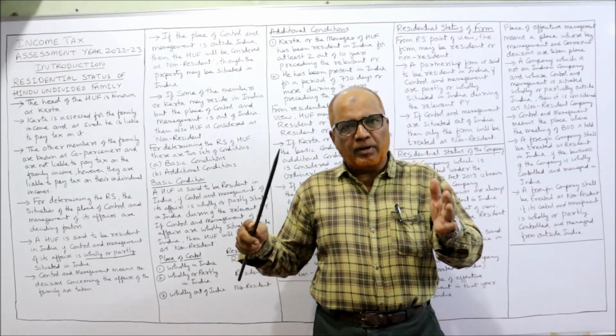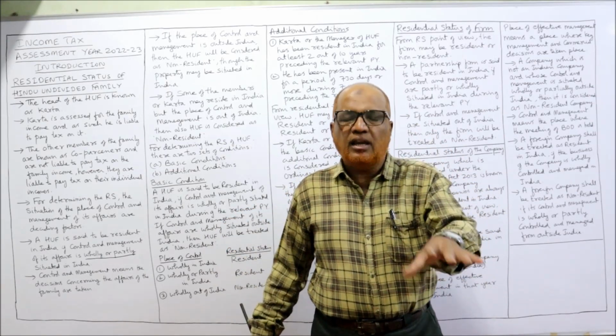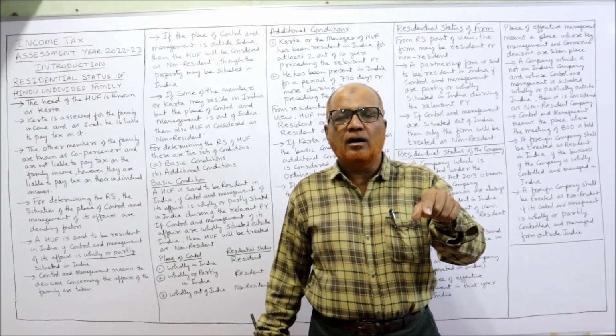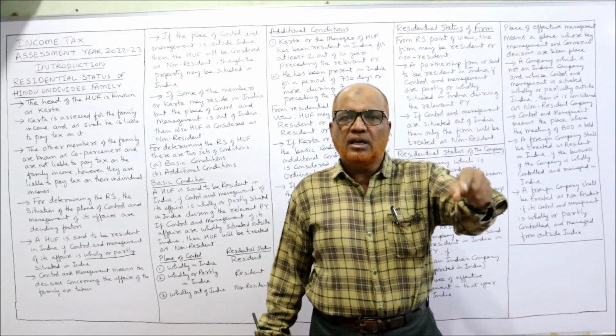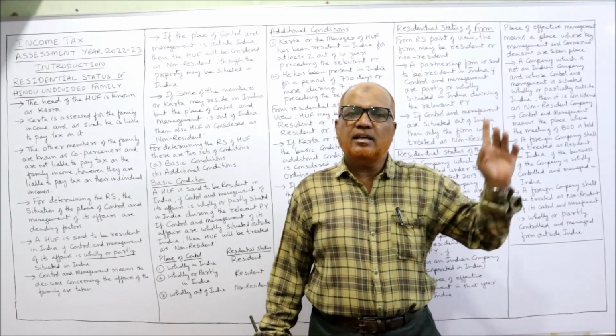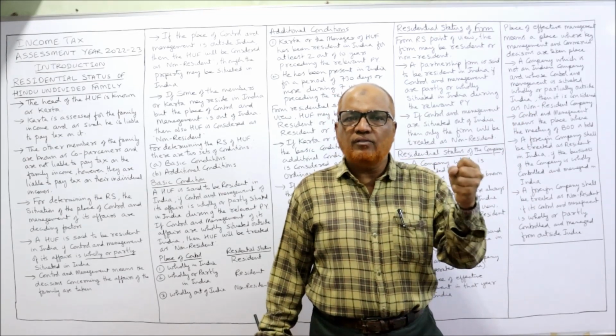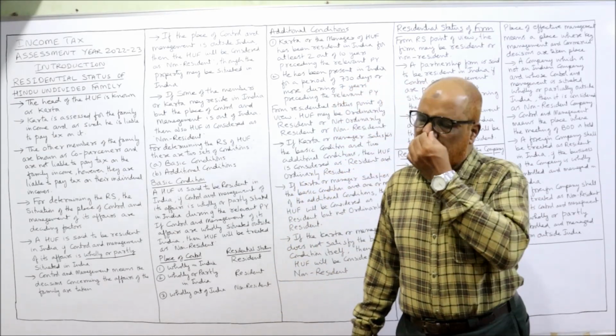If the HUF property is in India, business is in India, other co-partners are in India, but the Karta who is controlling, managing, he is having the powers, he is staying in US or any other country other than India, and he is giving the instructions, controlling from outside India, then the HUF is called non-resident HUF.